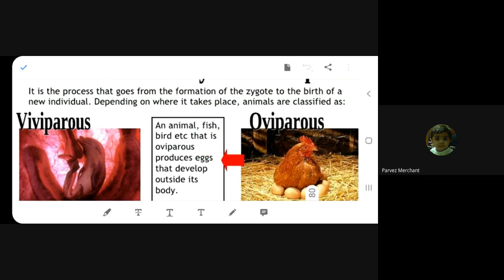Define binary fission. I don't know. Try at least, beta. I've told you, I think I gave you the example of amoeba also. Fine, doesn't matter. Can anyone try to give me the definition of binary fission, which happens in amoeba? Can anyone define? Boys, I'm asking you, beta.